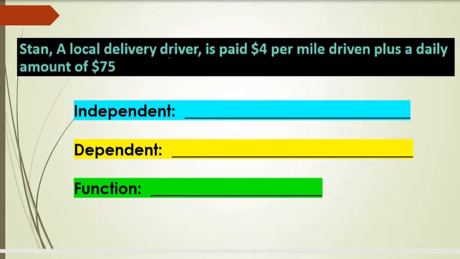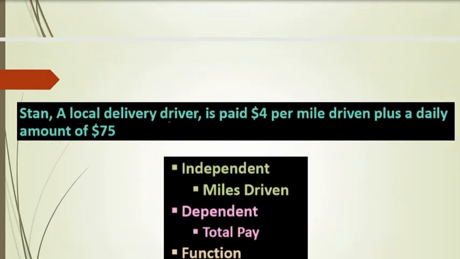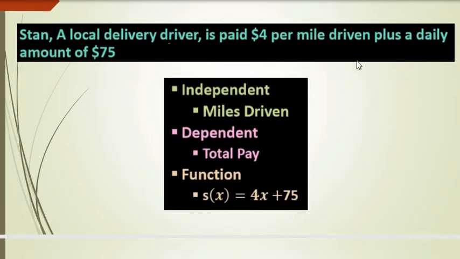In this next scenario, you have Stan, who's a local delivery driver. He's paid $4 per mile driven plus a daily amount of $75. I want you to come up with the independent, dependent quantities and function. Put me on pause while you come up with it. In this next part, you see you have the keyword per. So you have 4x, plus your $75 right here when you're looking at the function.